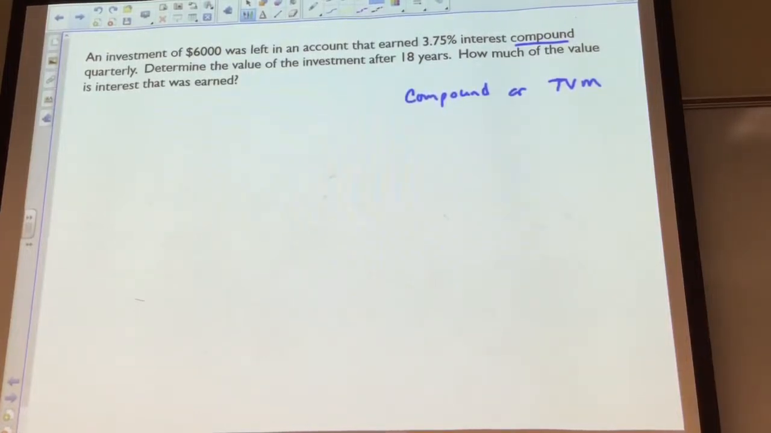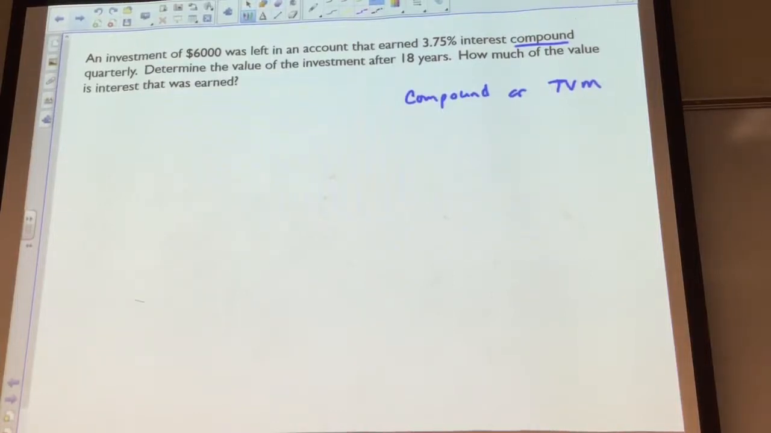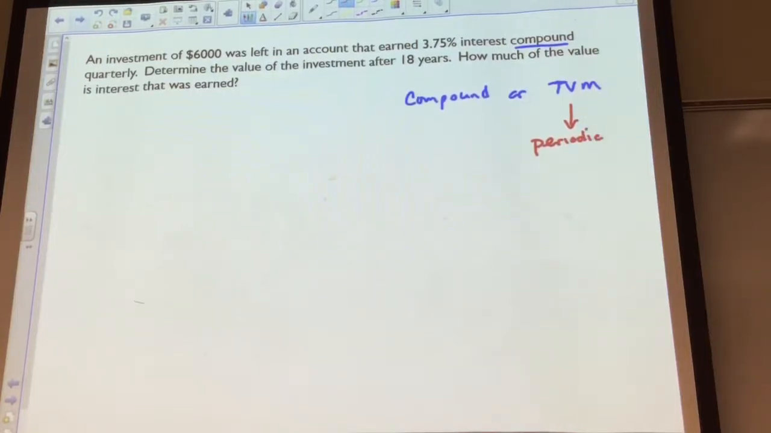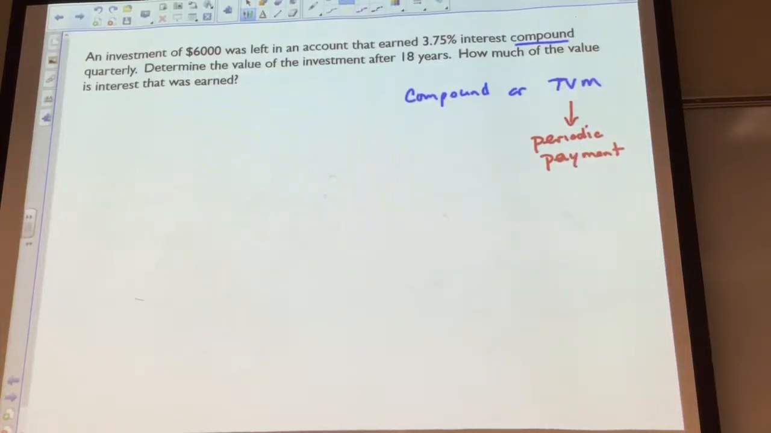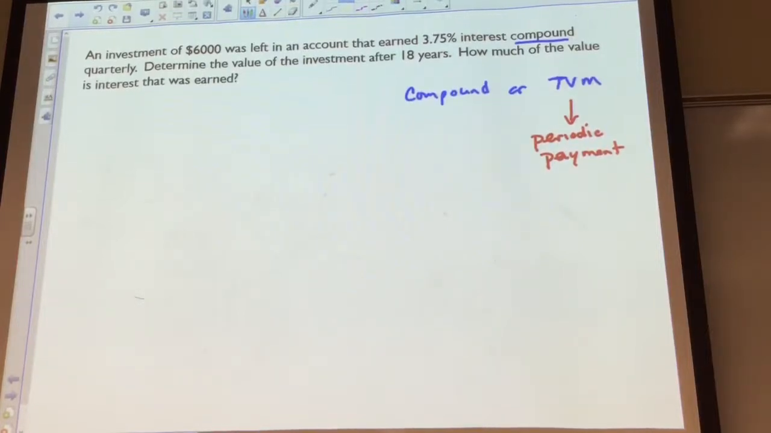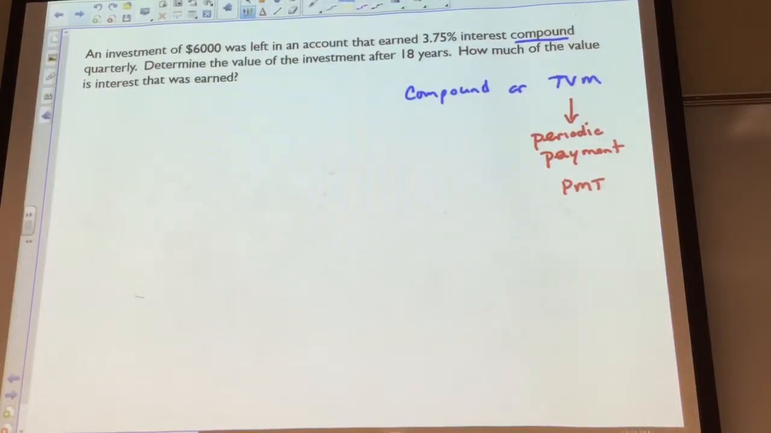So you can't just necessarily jump to the TVM or stay in compound with the exercise. What do you look for to separate the difference between compound and TVM? TVM solver involves a periodic payment. You make a payment every month, every week, every day, every year, every 5 years, or something like that. As soon as you see a periodic payment, they're talking about PMT, and there's no place in the compound interest formula for PMT.